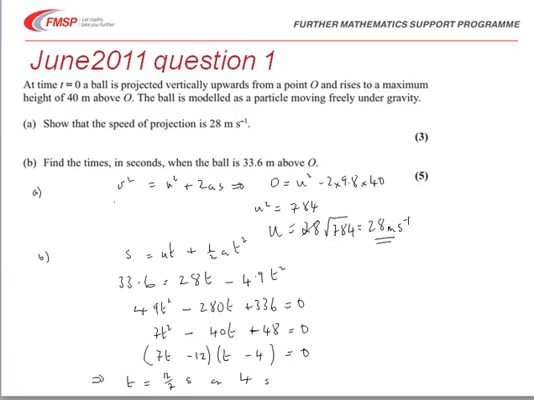The marks for this: there was an M mark and an A mark for correctly using v squared equals u squared plus 2as, and then an A mark for the answer 28 meters per second. In part B, M1 and A1 for the use of s equals ut plus 1/2 at squared correctly. A method mark and 2 A marks for getting the final answer. The method obviously depended, you could factorize, so you'd also get the method mark if you had used the quadratic formula correctly. So a total of 5 marks in the second part of the question.